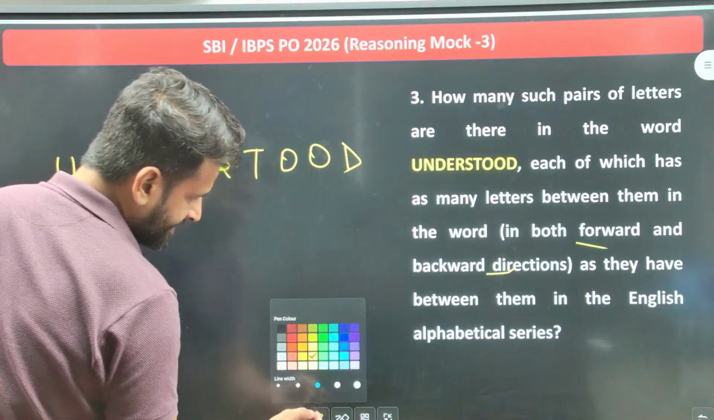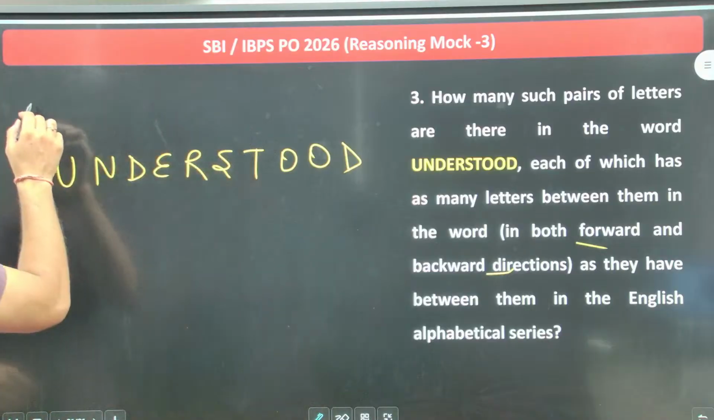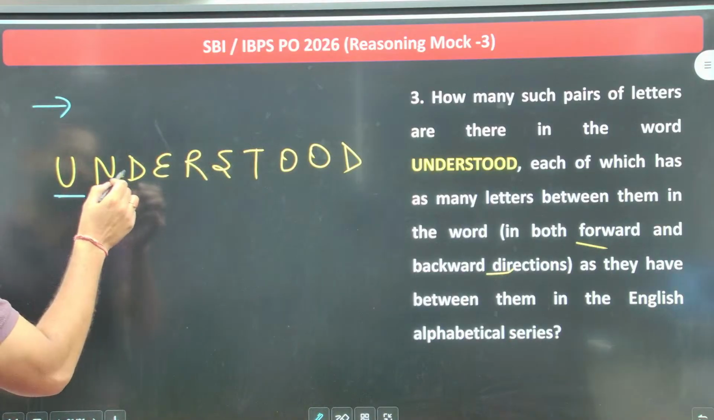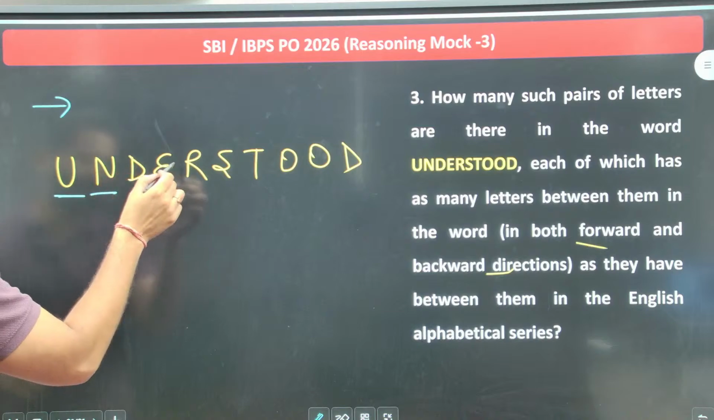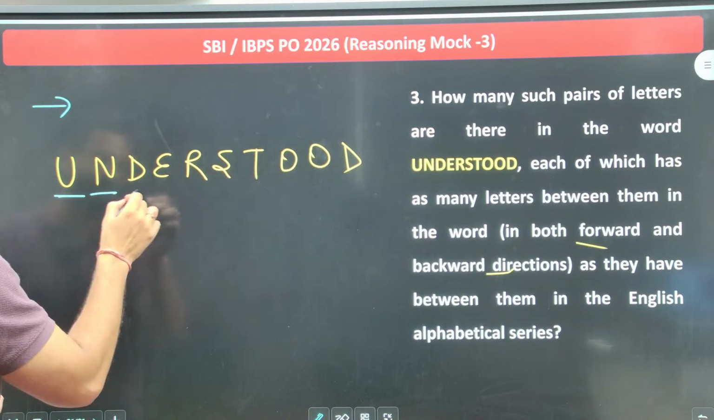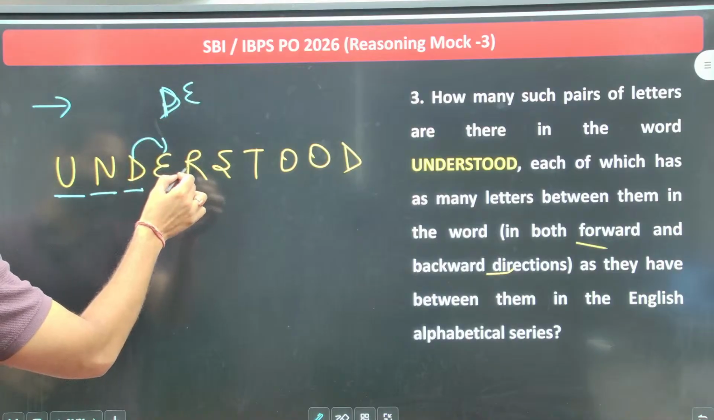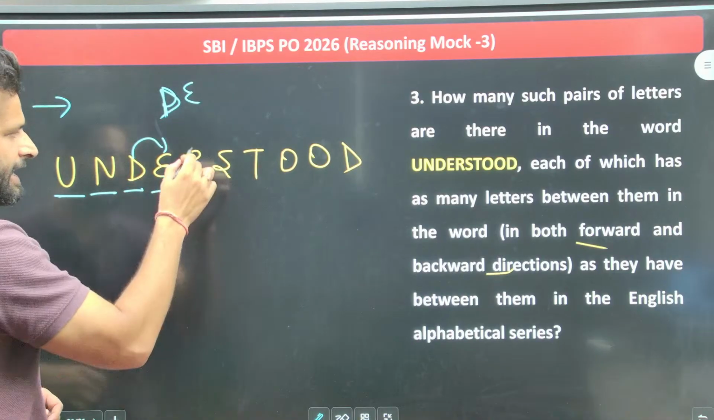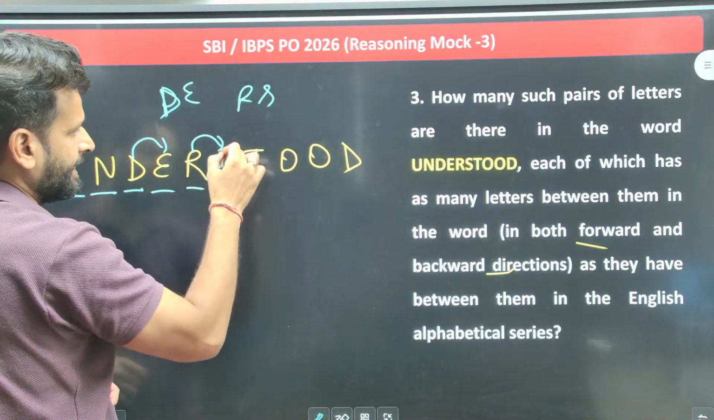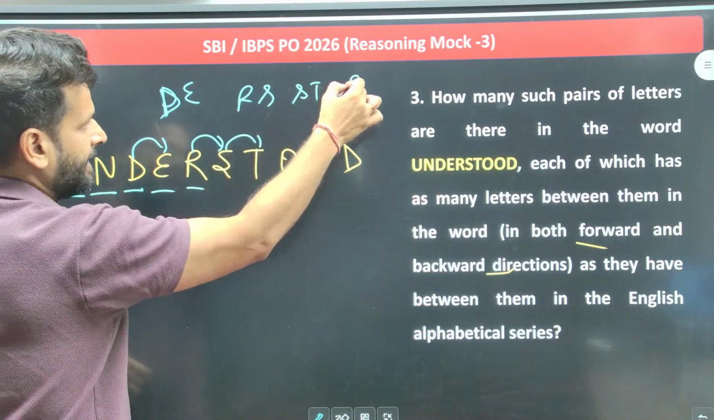Let us check the pairs in the forward direction. Forward direction is this: U, then V, W, X, Y, Z, N, O, P, Q, R, S, T, U, V. D, E. One pair is D, E. After E: F, G, H, I is not there. R to S, S to T, and R to T.